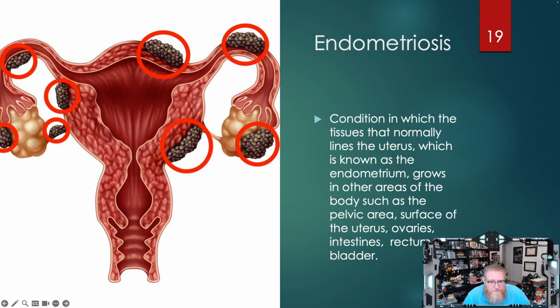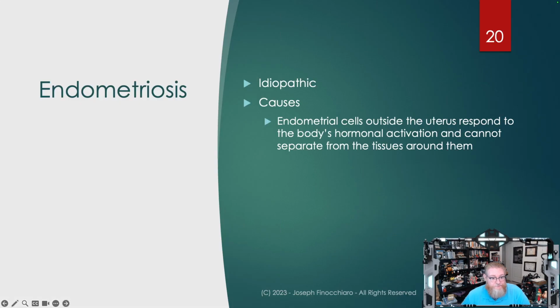Endometriosis. This is a condition in which the tissues that normally line the uterus, which is known as the endometrium, grow in other areas of the body, such as the pelvic area, surface of the uterus, ovaries, intestines, rectum, or bladder. It is idiopathic. Endometrial cells outside the uterus respond to the body's hormonal activation and cannot separate from the tissues around them.